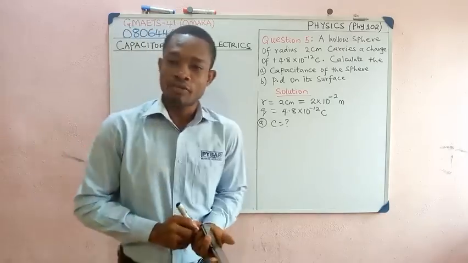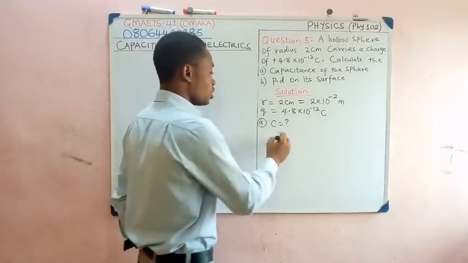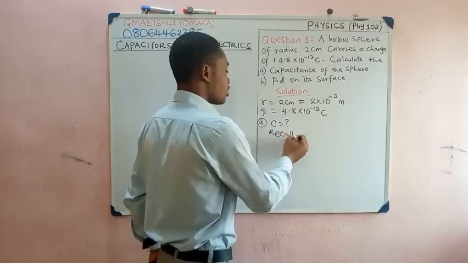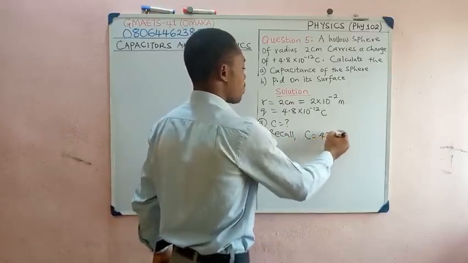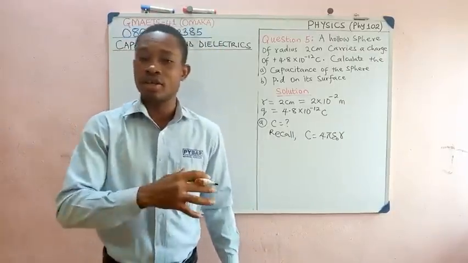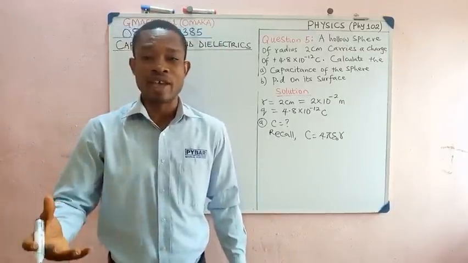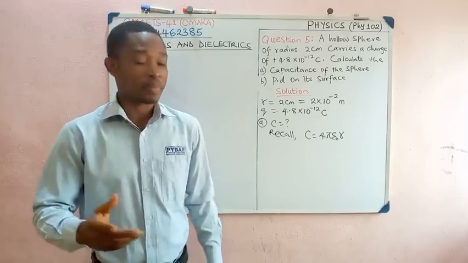Now, for a charged sphere with radius R, we already derived the equation that the capacitance of such a sphere is given by 4 pi epsilon naught times R. Is that okay? The epsilon naught is the permittivity of free space, which is 8.85 times 10 raised to the minus 12 farad per meter.